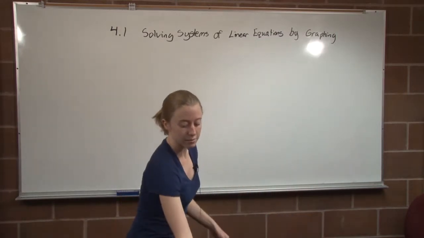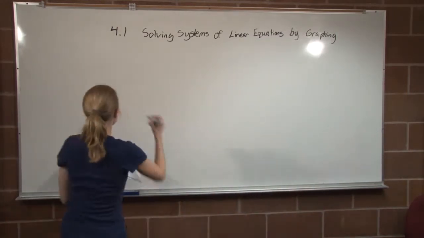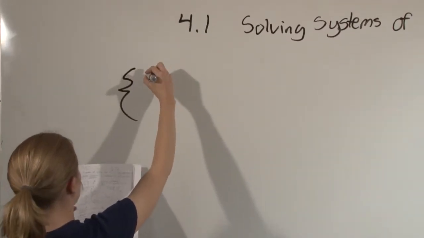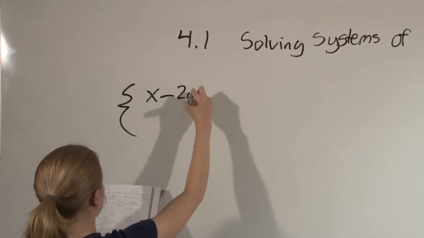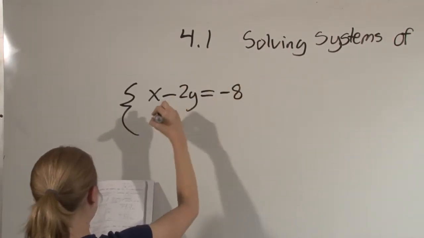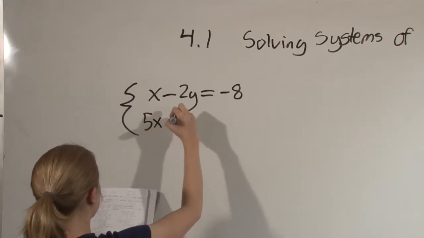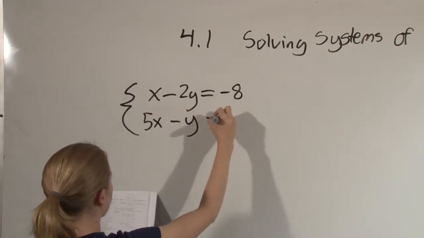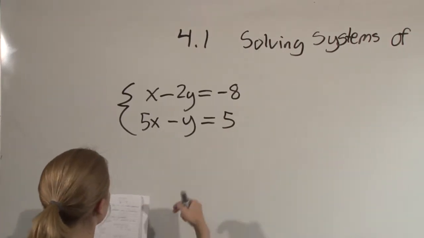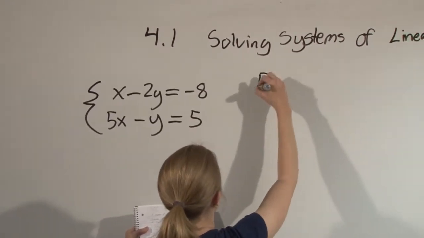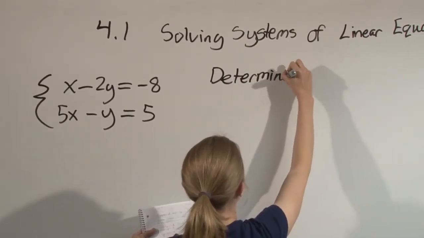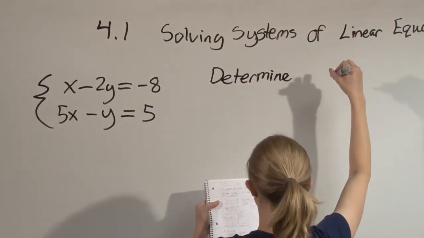So for example, this just means that these two equations go together. They're part of the same system. Here is a system of two linear equations. And the first thing I'm going to do is show you how to determine whether a point is a solution of a system of linear equations.